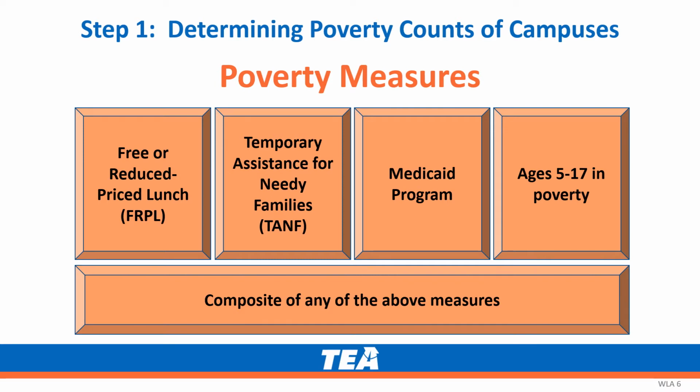If an LEA chooses to use ages 5 through 17 in poverty data, be advised that because census data are generally not available at the school level, if an LEA uses this measure, it would most likely be part of a composite with one or more of the additional measures that are noted here.